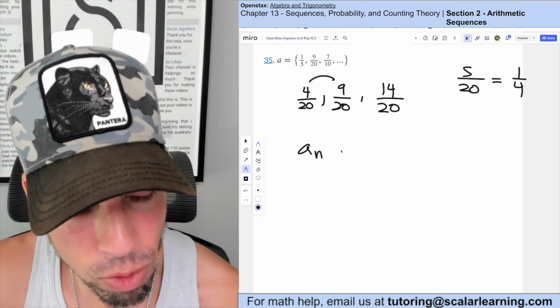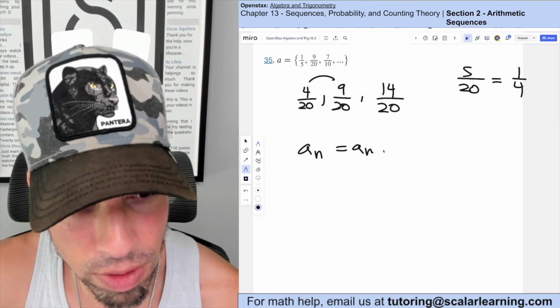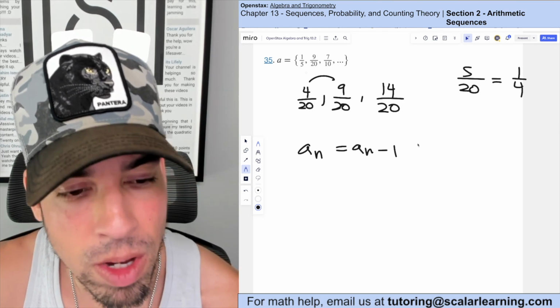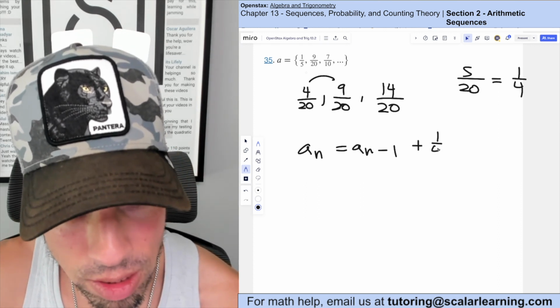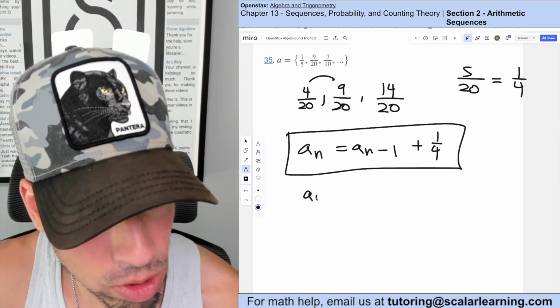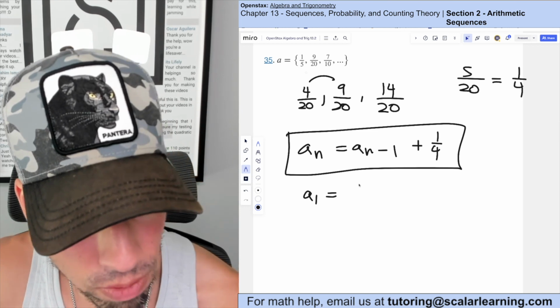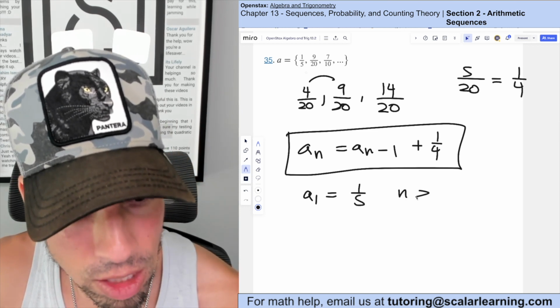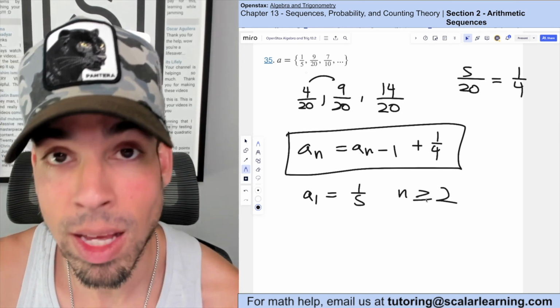Therefore, my recursive formula is that each previous term, a sub n minus 1, is going to be added to 1/4 to get the subsequent term. So there's your recursive formula. Now, that's assuming that we start with a1 is equal to that 1/5, and n, as per usual, is greater than or equal to 2. That's how you do it.